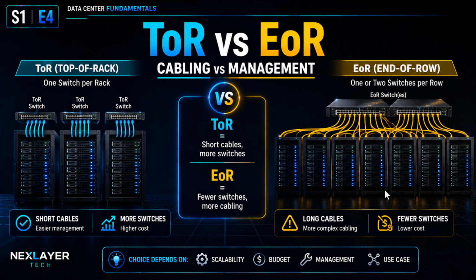The difference is simple. End of row reduces the number of switches but increases cabling complexity. Top of rack reduces cabling but increases the number of switches. So the best design depends on the size of the data center, cabling strategy, power, cooling, and operational model.